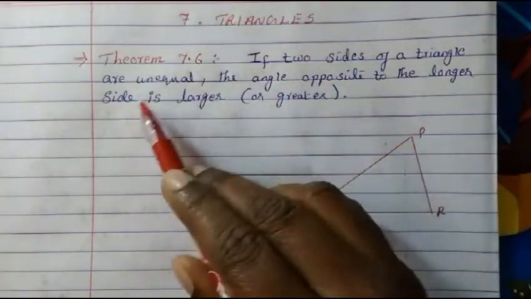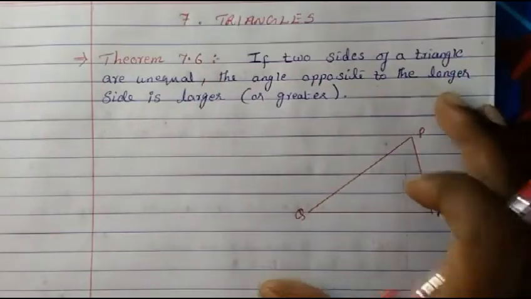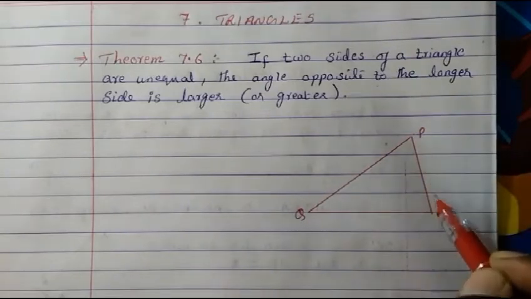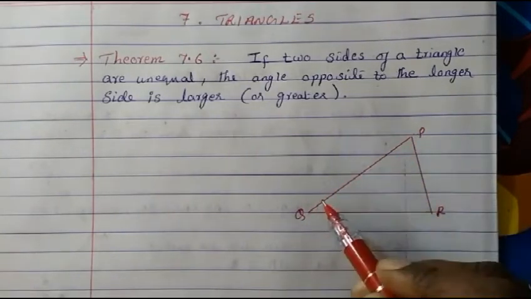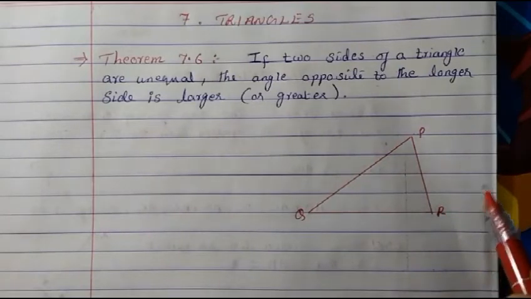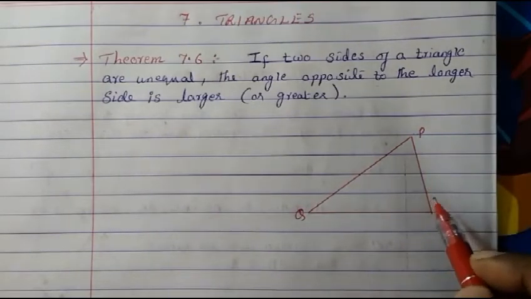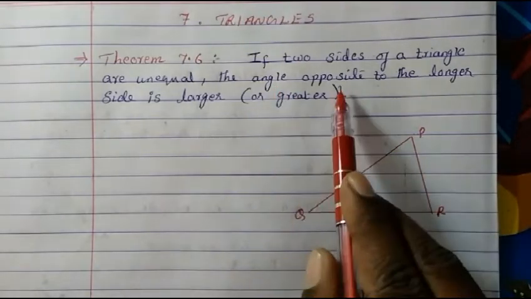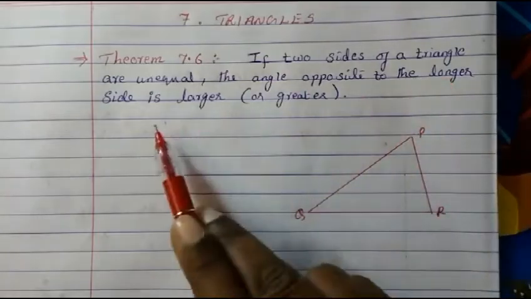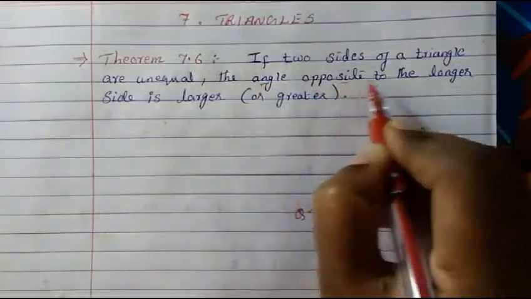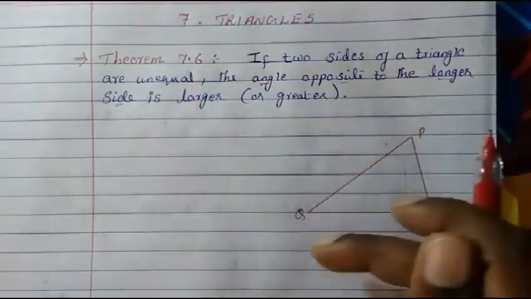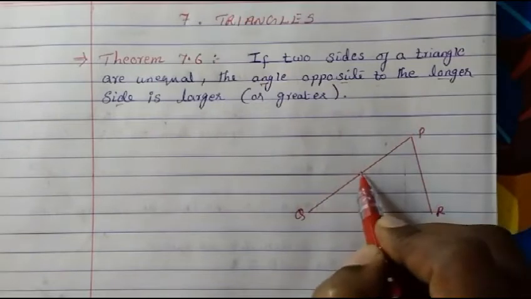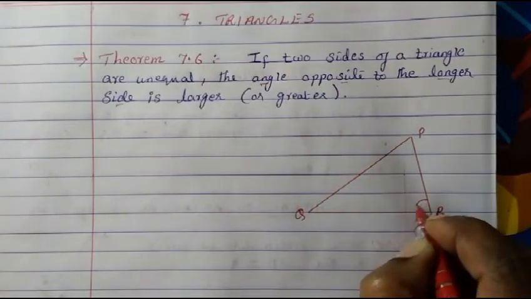If you find a triangle where two sides are unequal, if you see here, this side is shorter compared to this side. This is the longer side and this is the shorter side. So if we find a triangle where two sides are unequal, then the angle opposite to the longer side. Which is the longer side here? PQ is the longer side. So opposite to this longer side, this is the angle.